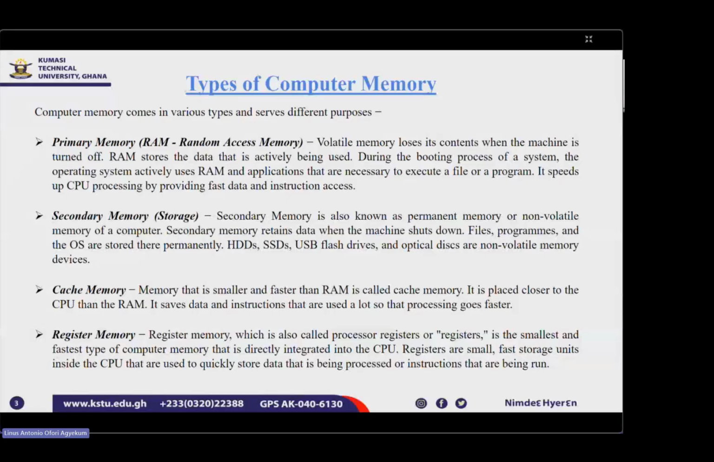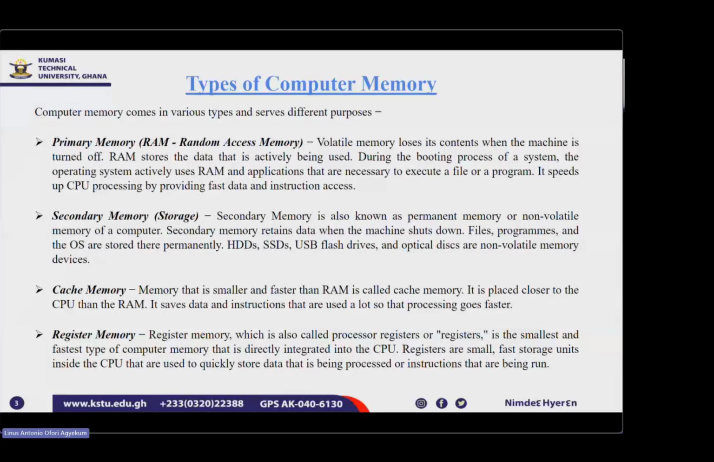And it is placed closer to the CPU than the RAM. And what it does basically is that it saves data and instructions that are used a lot so that processing can be done faster.